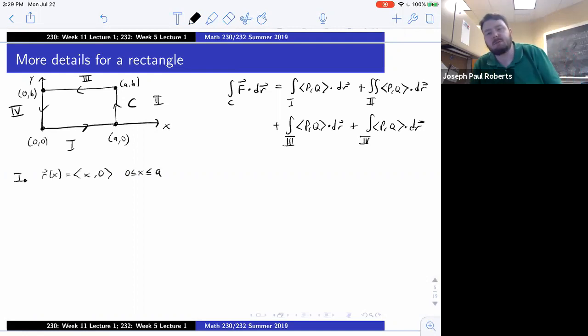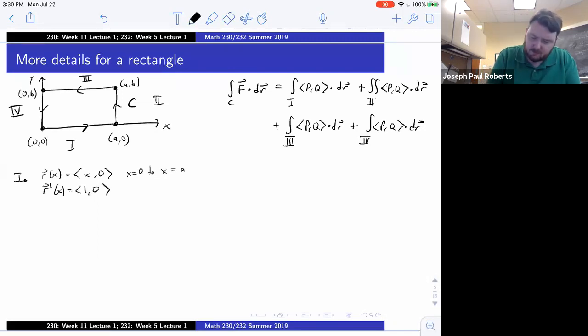I know that most of the examples we did last week, we used t as our parameter. It doesn't matter what the parameter is named, but I'm just going to use x to make it a little bit easier to see something in a few minutes. So piece one is x comma 0 for x between 0 and a. I'll write it like this too: x equals 0 to x equals a. And in that case, R prime of x is 1, 0.